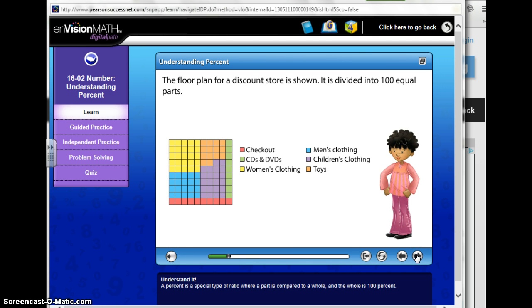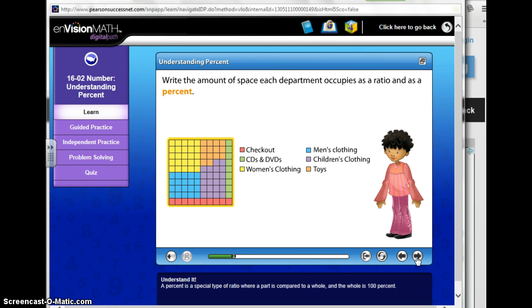Well, this is a picture of a store. And there's a key that goes with this store. This store is divided into 100 equal parts today. And when we talk about percents, we're talking about out of 100, based out of 100. So this floor plan tells us how much space every single department occupies. And we're going to talk about that as a ratio, and then I'm going to teach you how to write it as a percent as well.